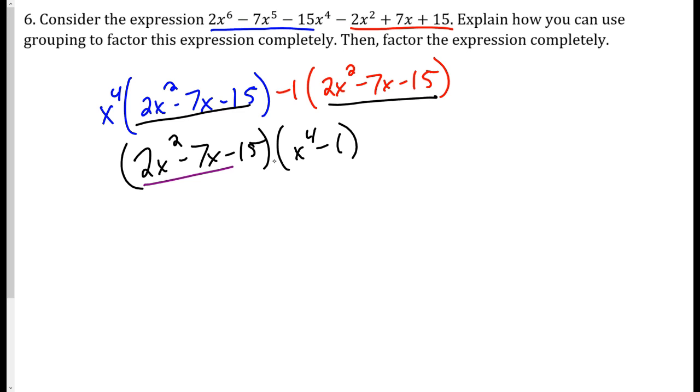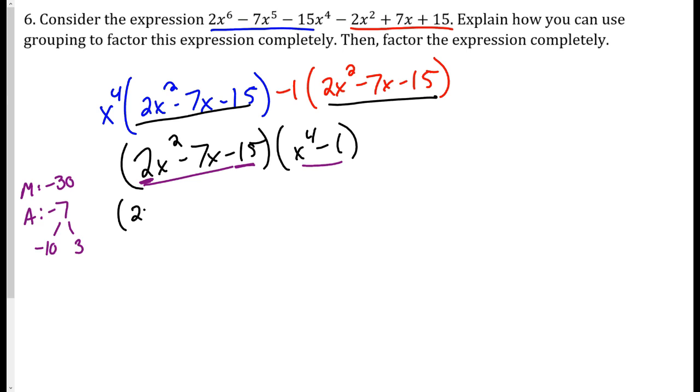Because now we need to look at each of these terms and say, can I factor it anymore? Well, this quadratic here, we can use the AC method to factor it. What multiplies to 2 that adds to negative 15? Well, that's negative 30. And I need it to add to negative 7. I need 2 factors of negative 30 that add to negative 7. That's negative 10 and 3. Negative 10 and 3 multiply to negative 30, and they add to negative 7.